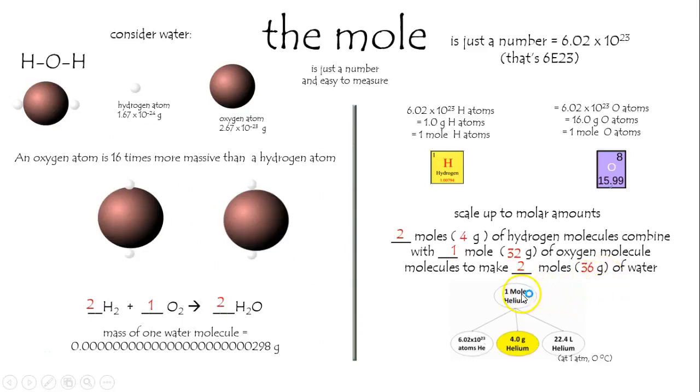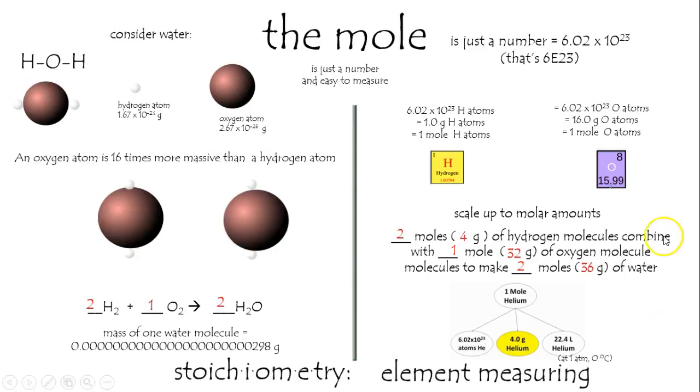In summary, a mole of helium, for example, would be that number of atoms of helium. It would weigh 4 grams. And as a little added knowledge here, it turns out that at 0 degrees Celsius, you could actually just measure it by volume as a gas, and it would be 22.4 liters at 0 degrees, about 24.5 liters if it's at room temperature. And that's what the mole is. It is an amount that you can weigh or sometimes even measure volumetrically if it's a gas. And this in general is the topic known as stoichiometry, which is element measuring.